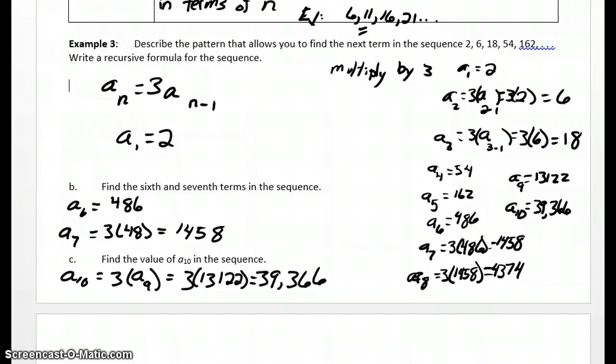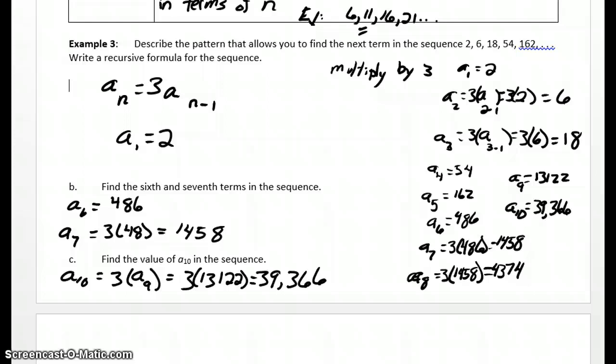So I'm going to write out, or I have written out, the first 10 terms. The first term, a sub 1, is 2. The second term, a sub 2, is 3 times the first term. The first term is a sub 1, or it can be written as a sub 2 minus 1.